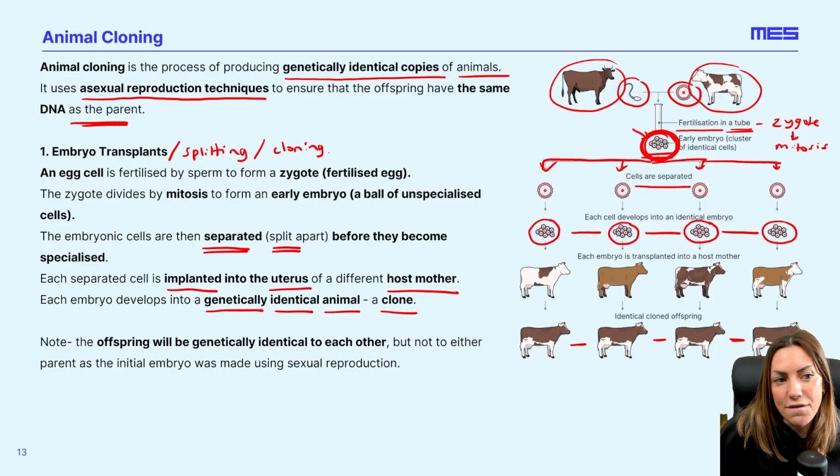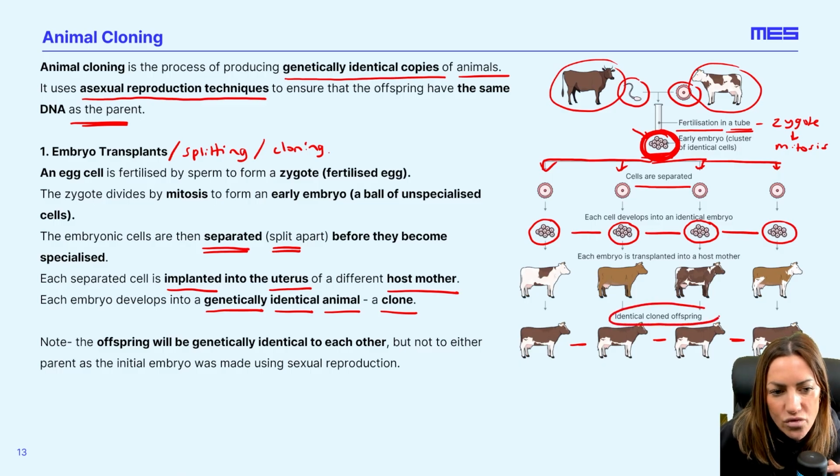But the aim of this, obviously, if we've chosen a male with desirable traits, we've chosen a female with desirable traits, hopefully this embryo has the same desirable traits. So we're able to get 4 offspring here from these parents instead of just the 1 offspring. So we're increasing the number of offspring with the desirable traits. We're able to get more offspring quickly with the desirable traits, and the offspring will all be clones of each other.